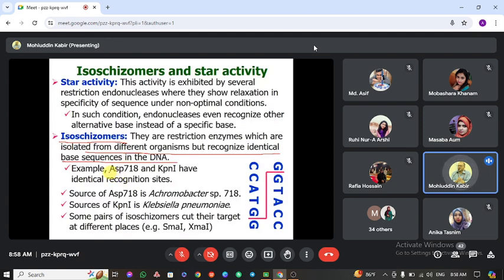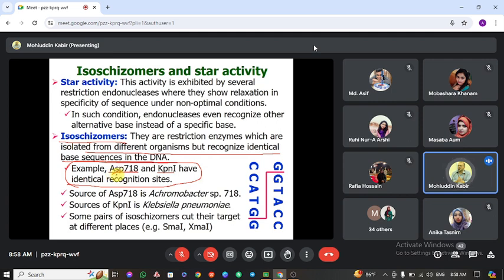For example, Asp718 and KpnI, they have the identical recognition site and they have identical cleaving bases. For example, these two enzymes have been isolated from two different organisms.